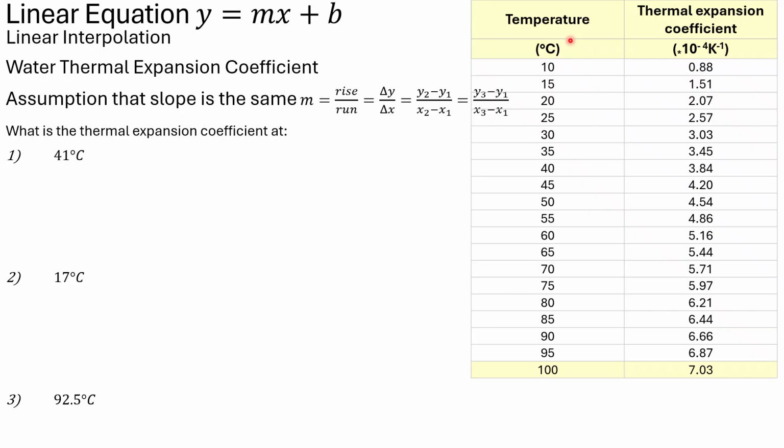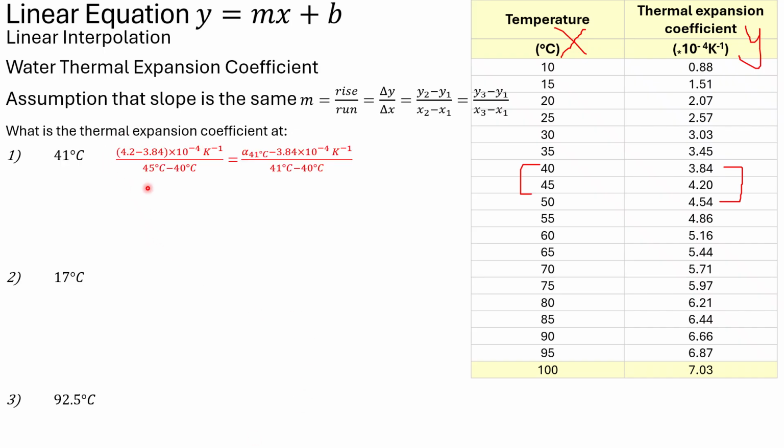All right, so let's say for the first one, 41 degrees. Where does that fall between? It falls between 40 and 45 degrees Celsius. So I'm going to use these values and these values. I'm going to define my temperature as my x and my thermal expansion as my y. The real variable that we use for thermal expansion all the time is alpha, so we'll see that in a second. So let's walk through this one.